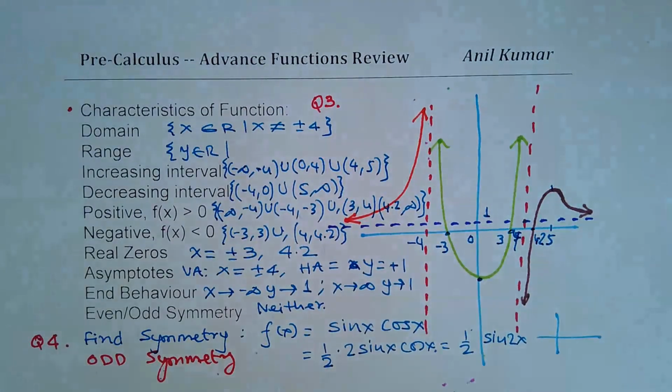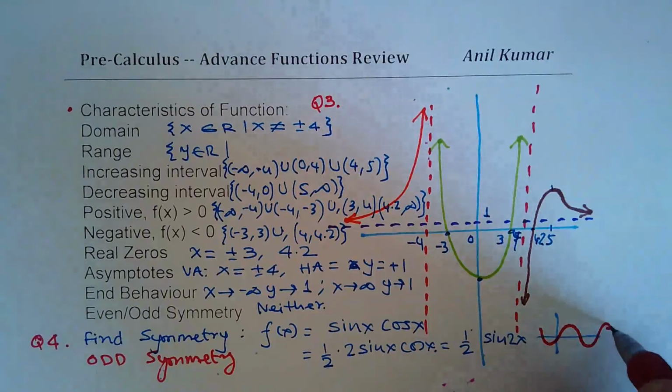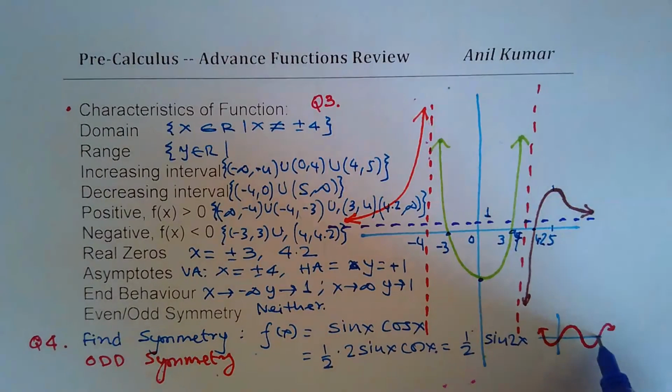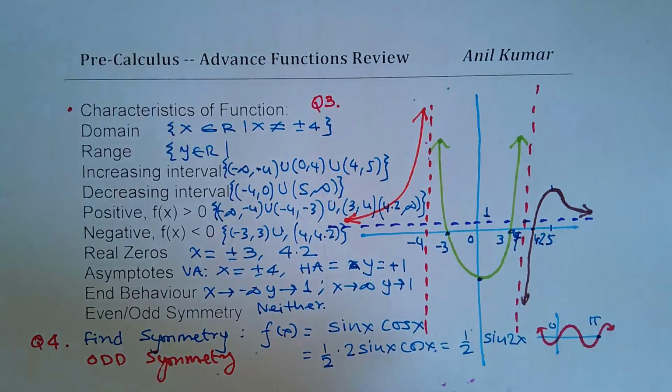So basically it's a function which is kind of like this, where the time period has been reduced to pi, 0 to pi. Do you see that? Sine 2x. So there are 2 ways to prove it. Well, you could also find f of minus x and prove it, right?